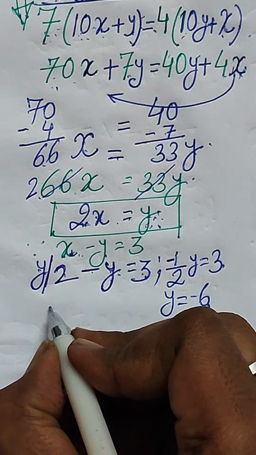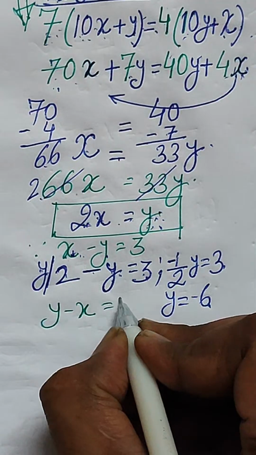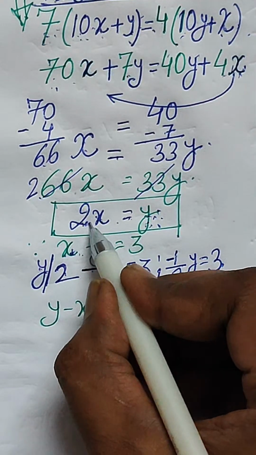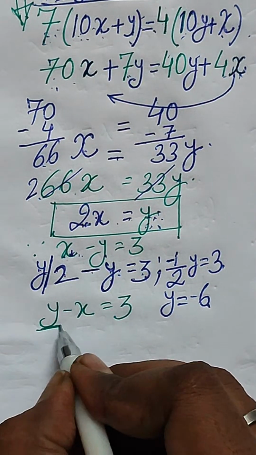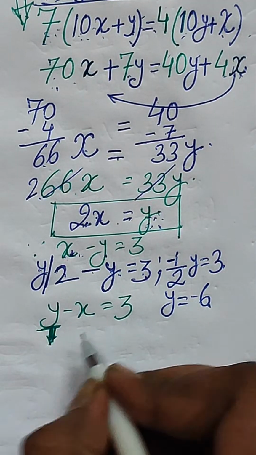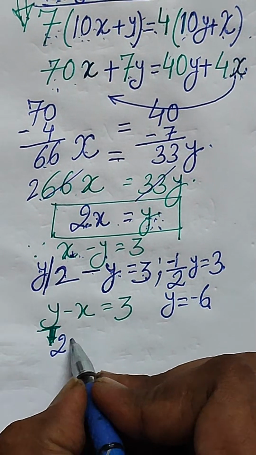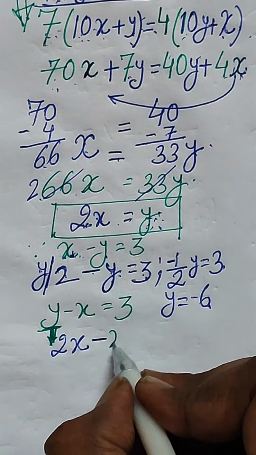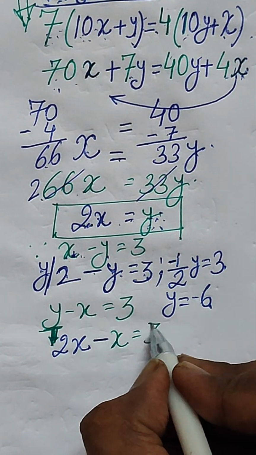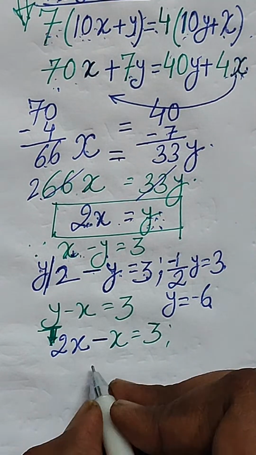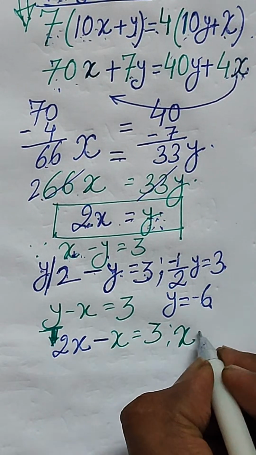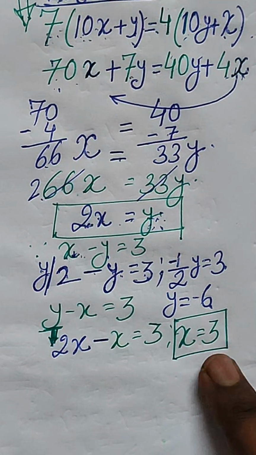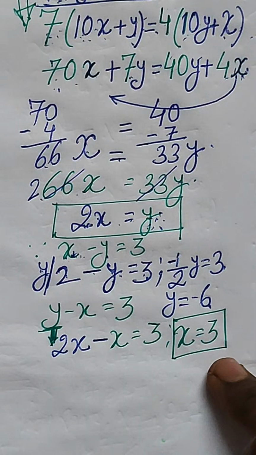So if y minus x is equal to 3, and y is nothing but 2x, so in place of this y, write 2x. So 2x minus this x is equal to 3. So this will give you the value of x as nothing but 3, right? And this is a positive value. You can see this is a positive value.